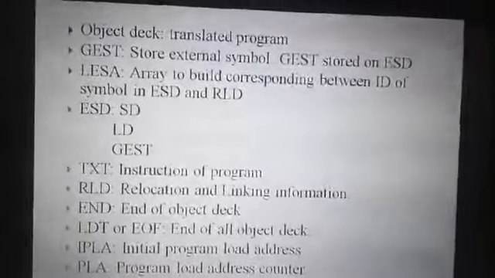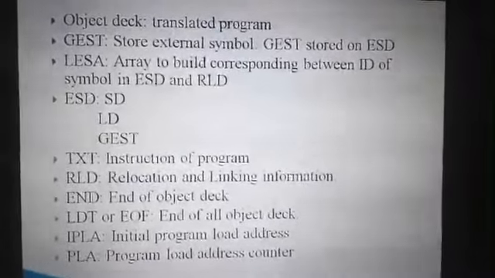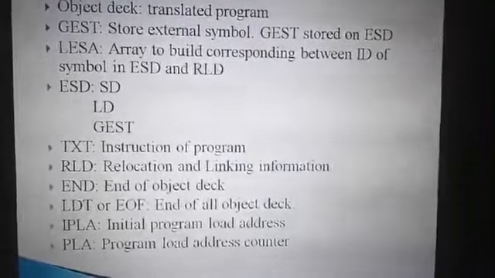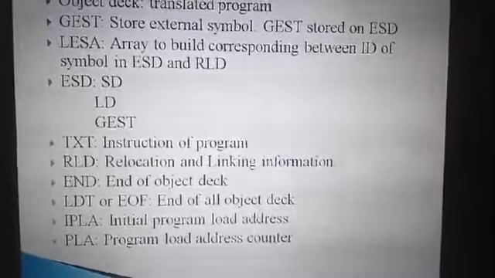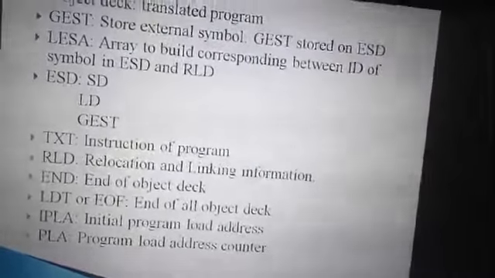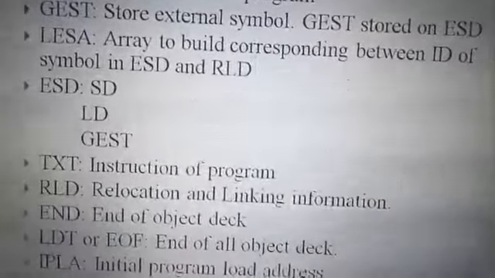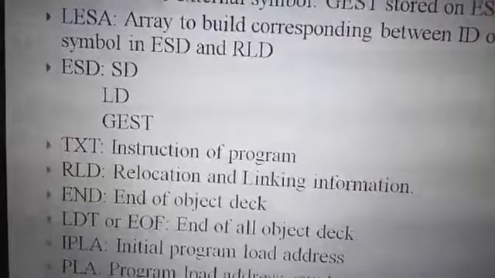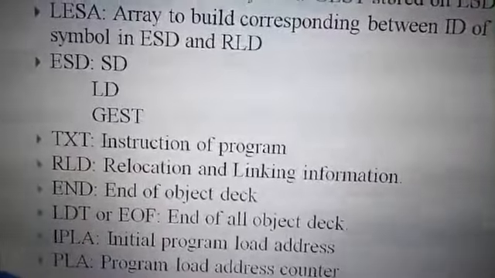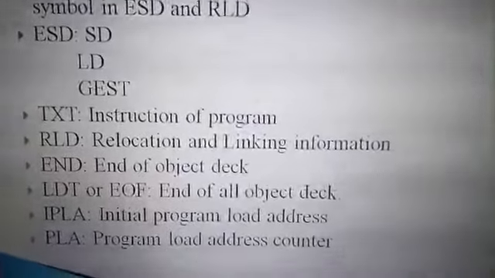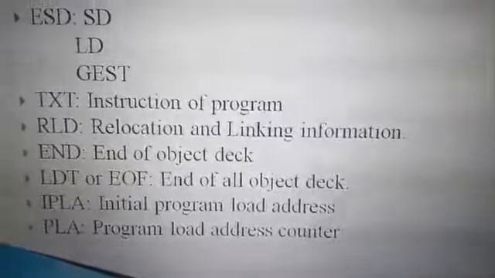So this was just a recall. Object deck means your translated program. GEST would store the external references which are stored in ESD. LESA is an array to build a correspondence between the ID of your ESD and LD. ESD consists of 3 things: segment definition detail will be there, local definition detail will be there, and external symbol detail will be there. Text is nothing but the instructions of a program. RLD is the relocation and linking information. End means it's the end of one object program, whereas end of file means the end of all the object programs.